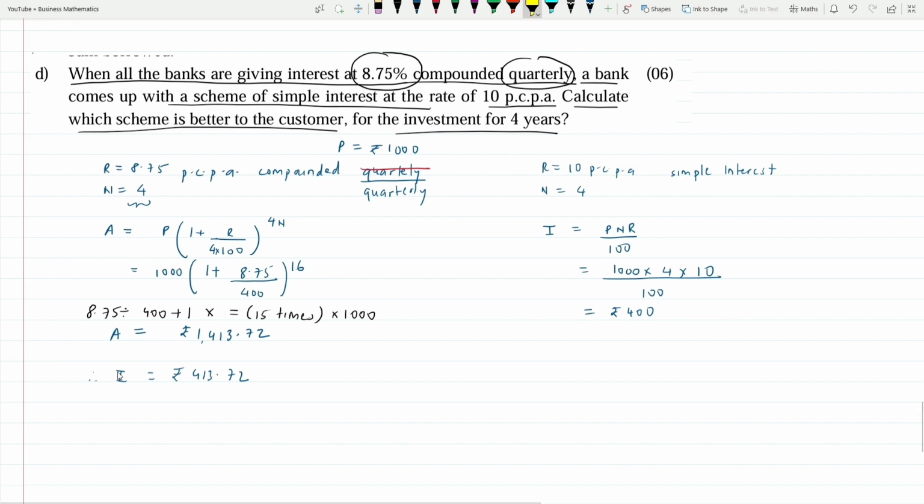Lastly, we need to compare both the interests. So in the existing scheme, wherein 8.75% compounded quarterly is done, the interest earned after 4 years is 413.72, while in the new scheme which a bank has come up with, at simple interest of 10% per annum, the interest accumulated is only 400 rupees. So from the customer's perspective, we can say that scheme 1 is better.